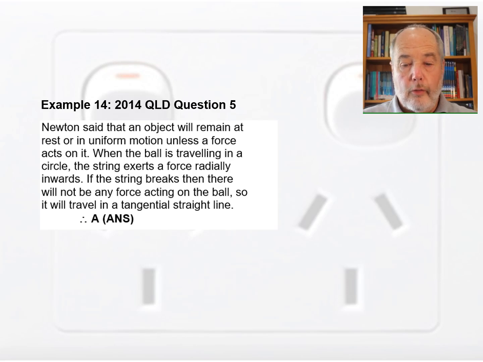Newton said that an object would remain at rest or in uniform motion unless a force acts on it. When the string breaks, the force that was acting on the object making it travel in circular motion no longer exists. Therefore, it's going to take off at a tangent. Therefore, the answer is A.